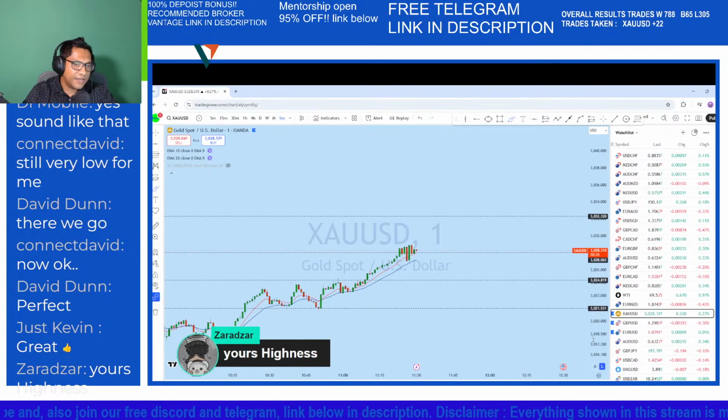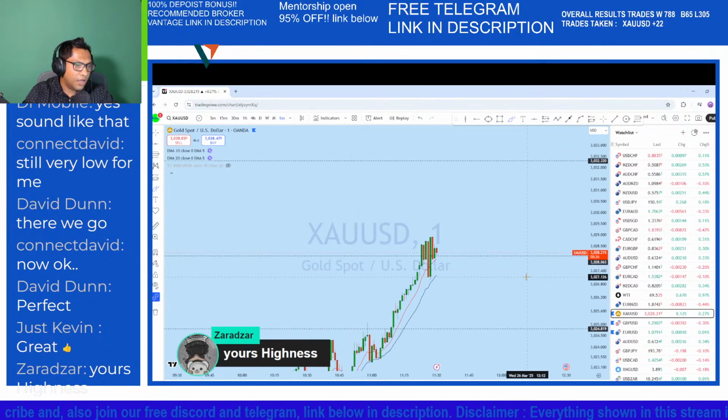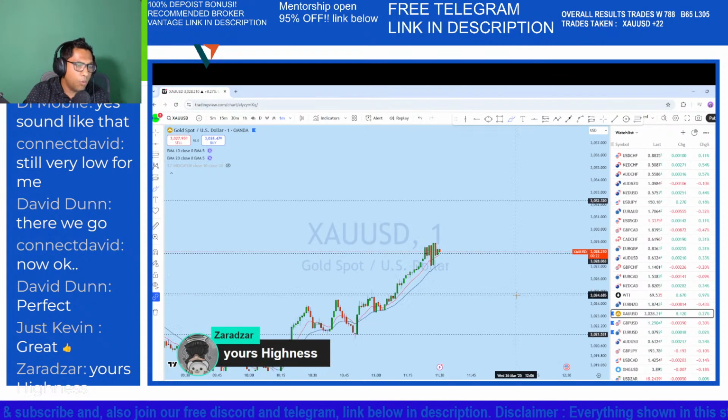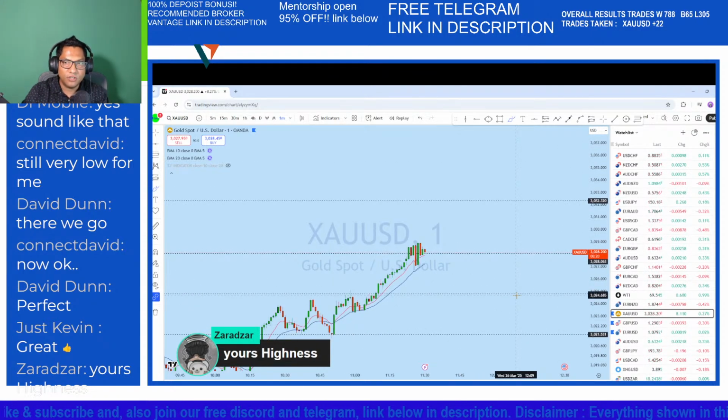Here you can see this is a very interesting structure formation. Sometimes it does that when the market wants to gather a good amount of liquidity for a bigger move. It creates this kind of structure.